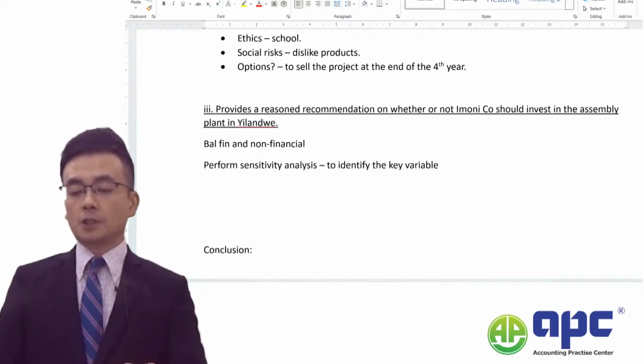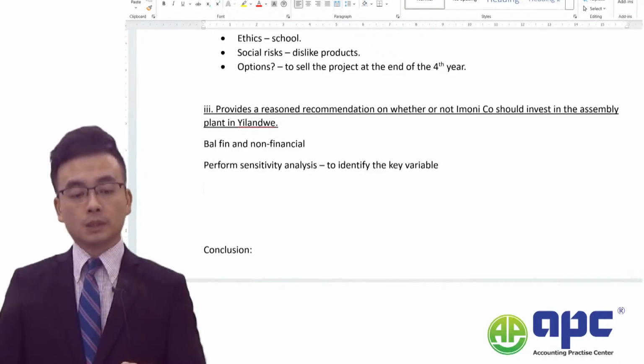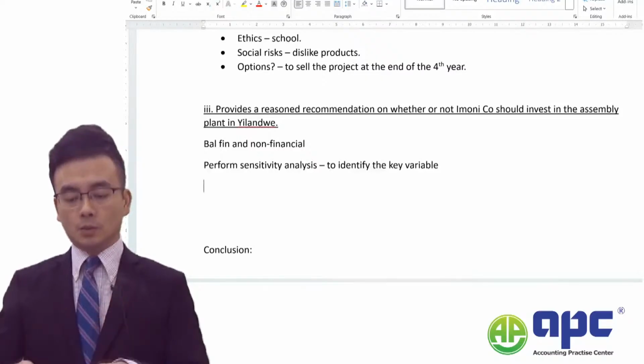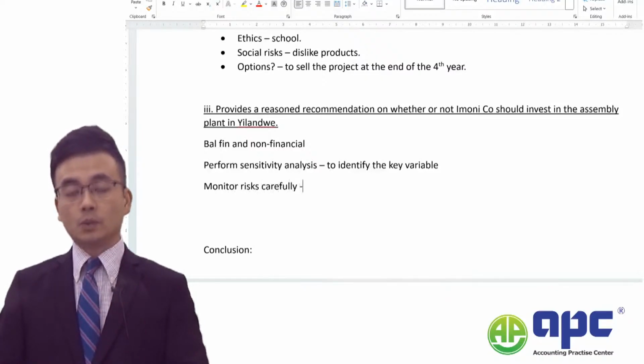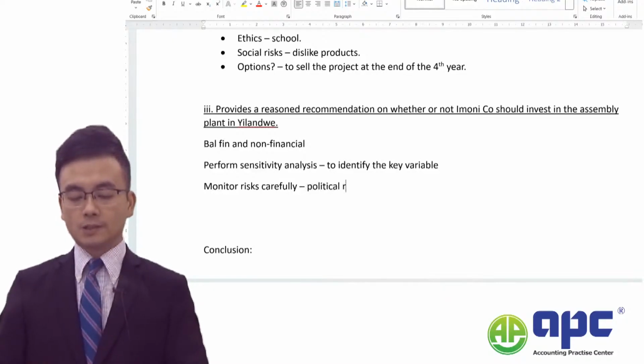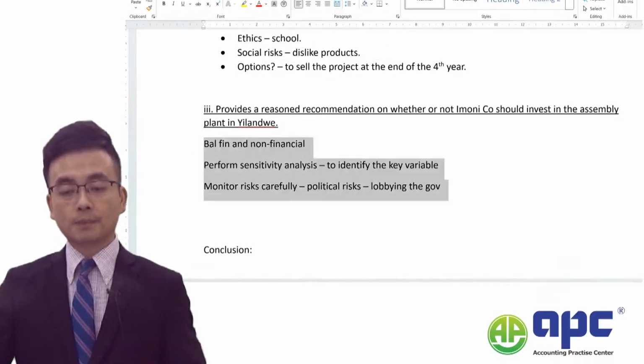What we could do, of course, is also make sure that we talk about the business side, that we will need to monitor the risks carefully. You can say that one of the most important risks will be political risks. There may be lobbying of the government, set up a team to do that for us.